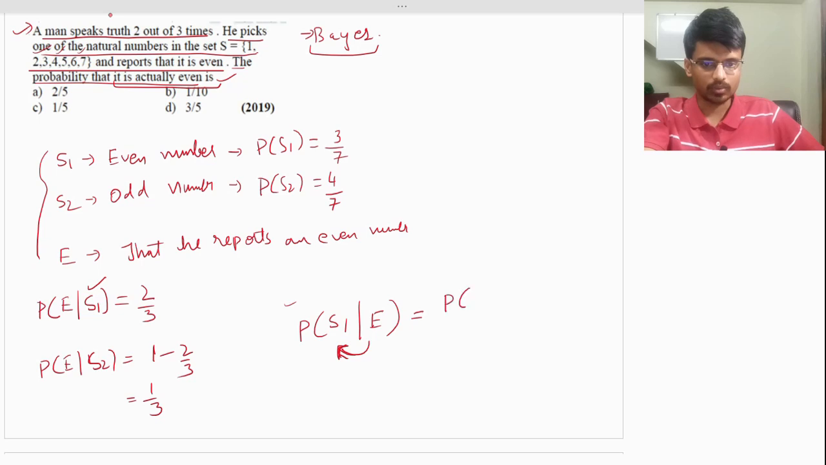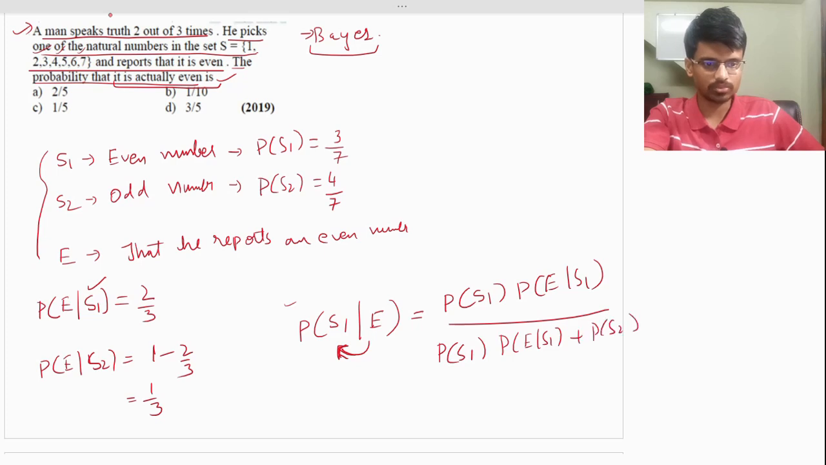What have we got? P of S1, P of E given S1, divided by P of S1, P of E given S1 plus P of S2, P of E given S2. We have to just substitute in the formula. What is probability of S1? It is 3 by 7. Probability that he speaks an even number, given that it is an even number, that is 2 by 3.